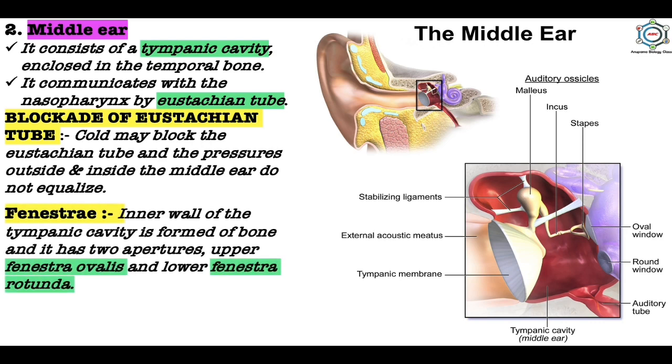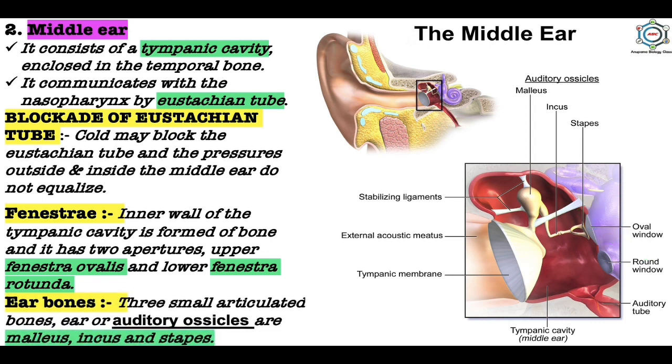Then the fenestrae. The inner wall of the tympanic cavity is formed of bone, and it has two apertures. Upper fenestra ovalis, in the picture you can see the oval window, and the lower fenestra rotunda, also known as round window.